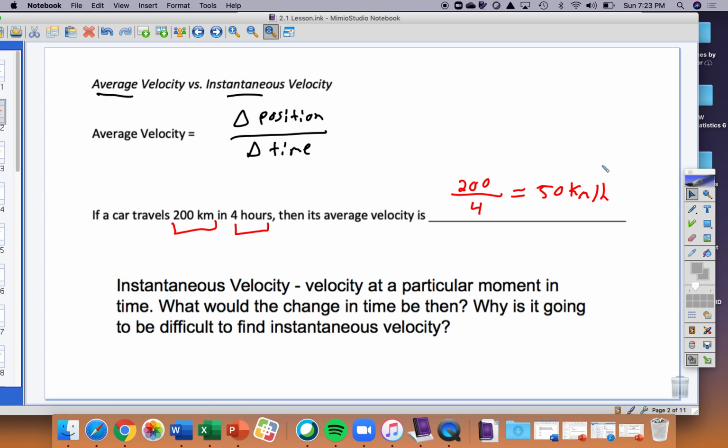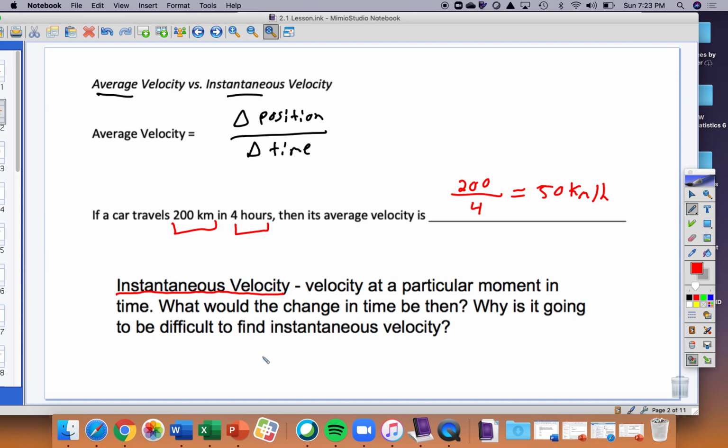So let's say that you called me on my cell phone about 3 hours into my trip, and you were like, "Hey, Mr. Walsh, how fast are you going right at this moment?" That would be the instantaneous velocity. An instantaneous velocity is velocity at a particular moment in time. However, it's very difficult to find the instantaneous velocity. Think about it. Velocity is change in position over change in time.